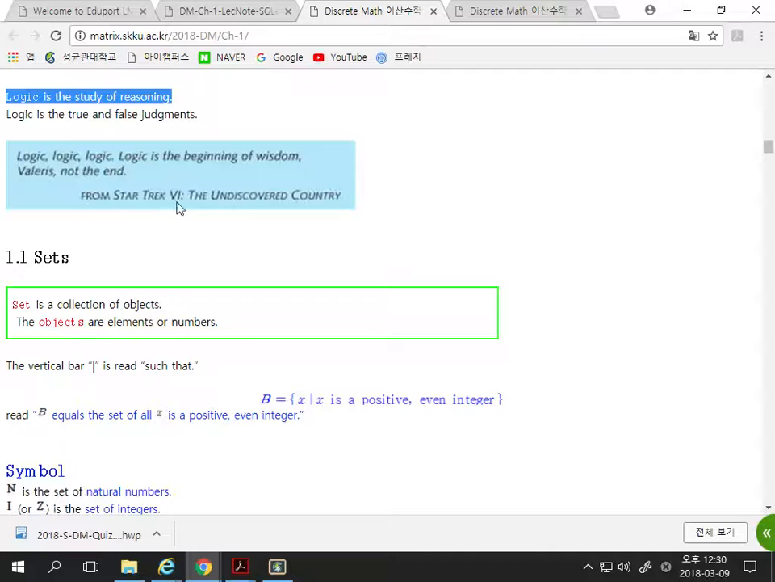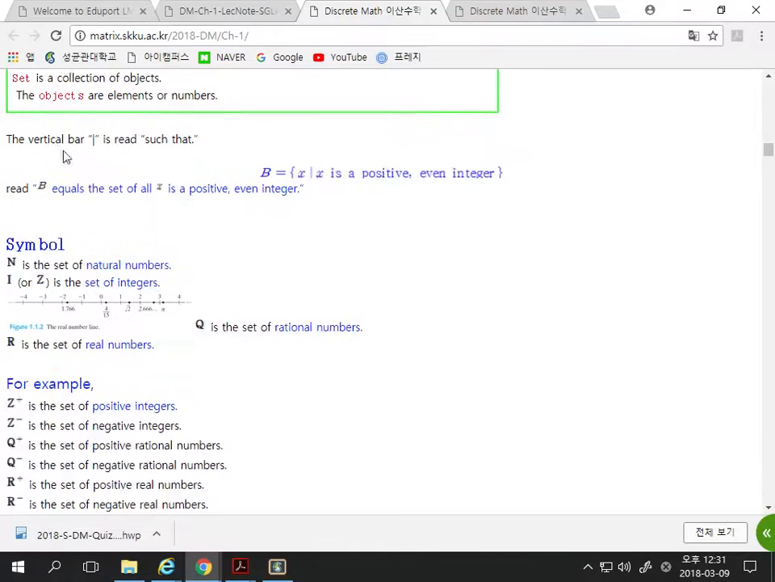In Star Trek IV, this sentence was said: "Logic, logic, logic. Logic is the beginning of wisdom, not the end." So what it means is logic is the beginning of wisdom, but not the end. That's what was announced.